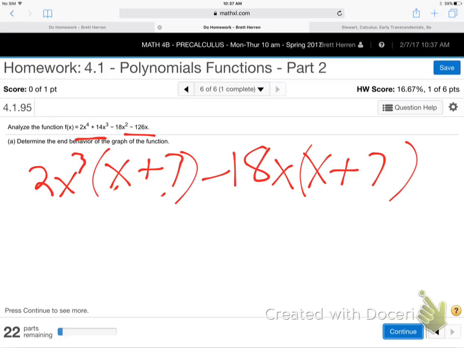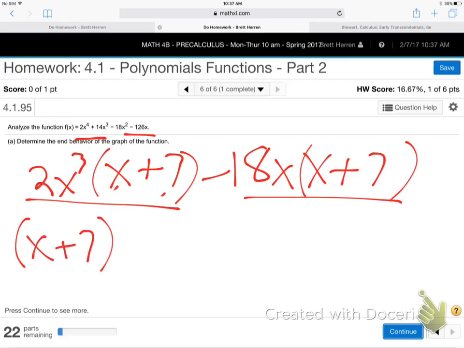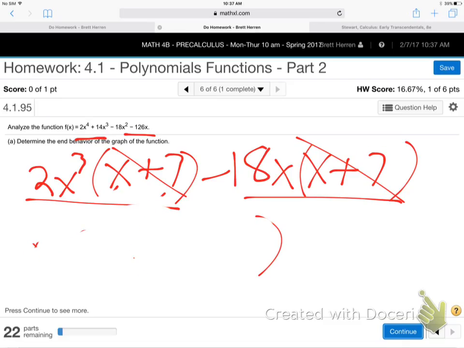So that means this and this now both have a parenthesis x plus 7. Remove it. What does that leave behind? Actually, they have more than that. They also have a 2 and an x. Yeah, let me redo that. Are you guys looking at this right? Let me help you. I know a lot of people look at that and they get confused.